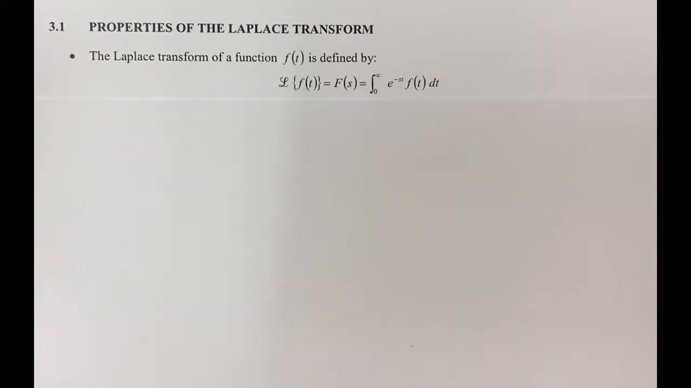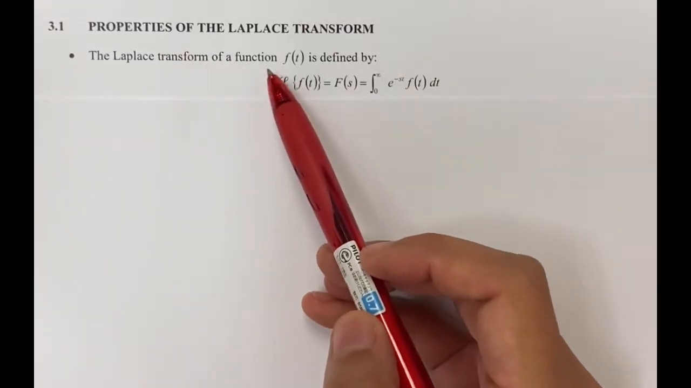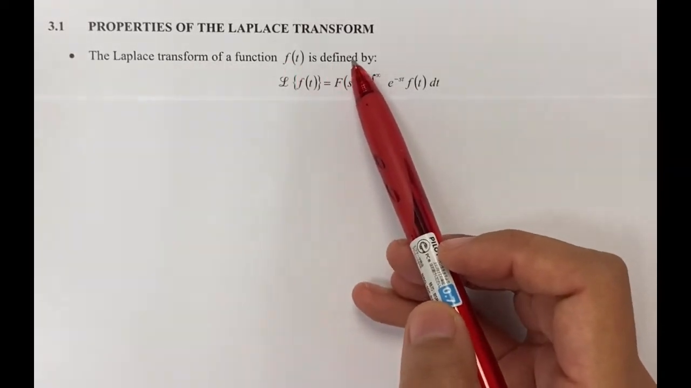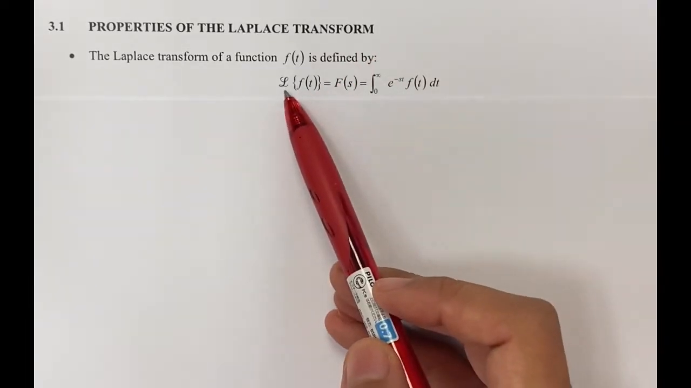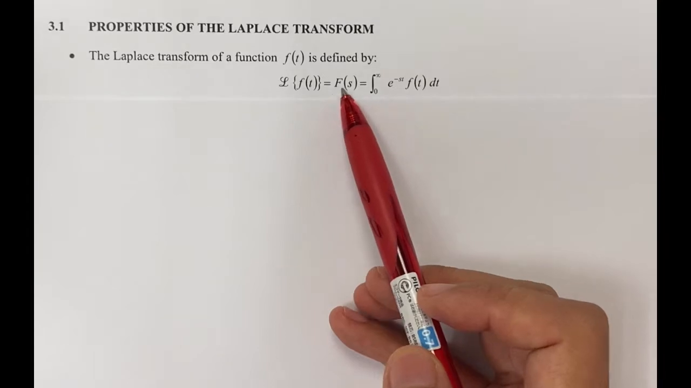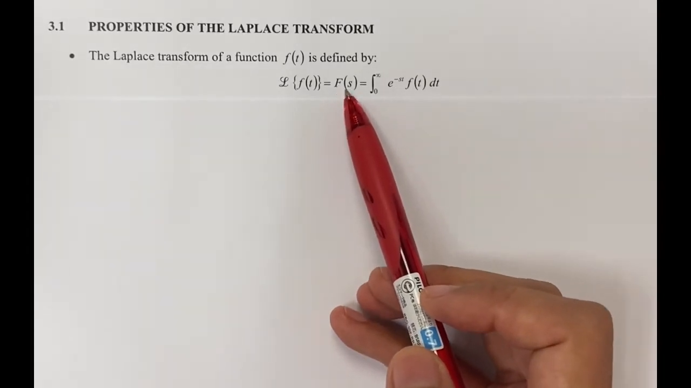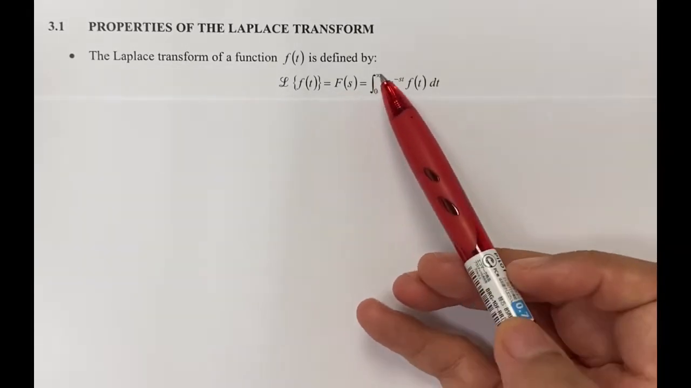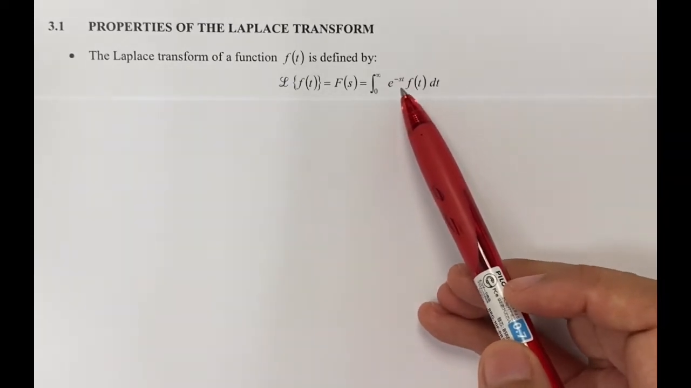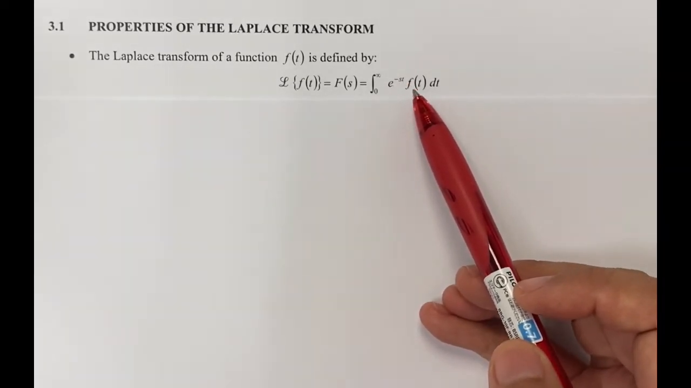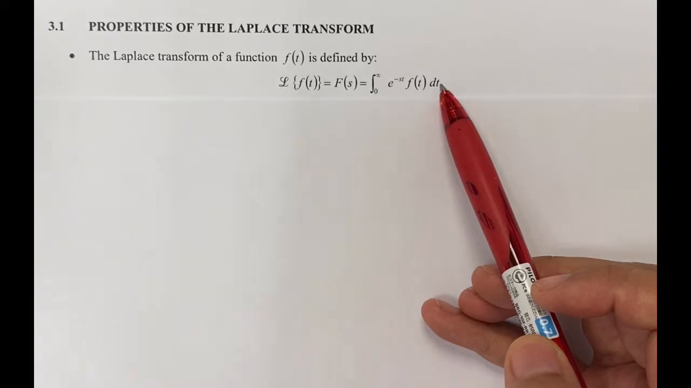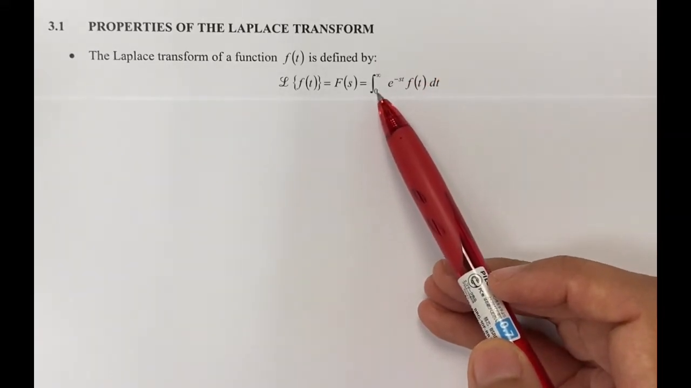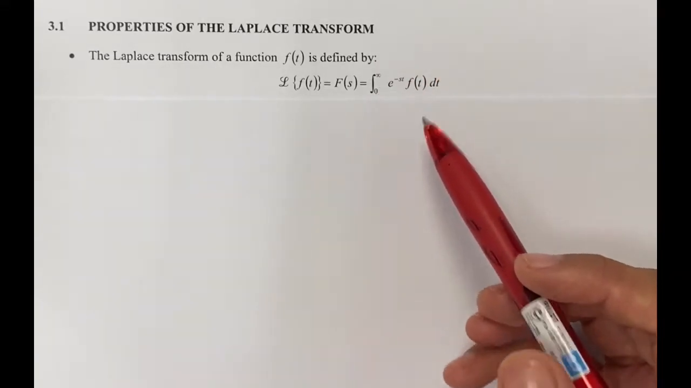So this is the definition of the Laplace transform. The Laplace transform of a function f(t) is defined by L. This is the notation for Laplace. L of f(t) equals F(s), capital F(s), equals the integral of e to the power of negative st multiplied by f(t) dt, and the limit is from 0 to infinity.